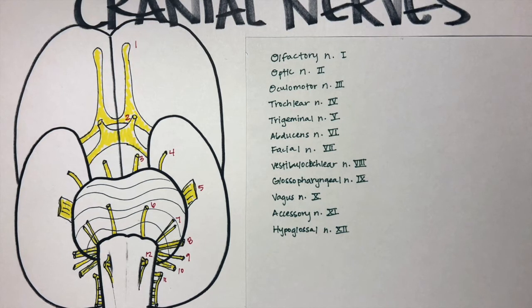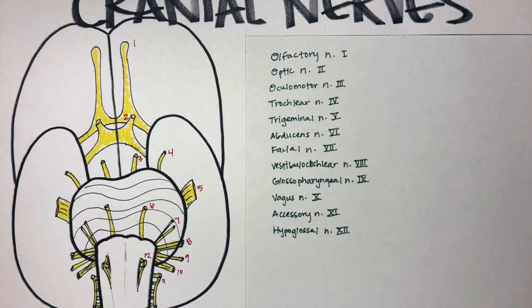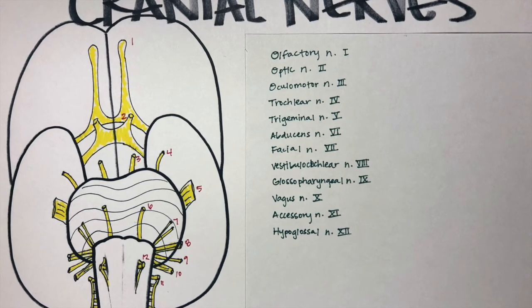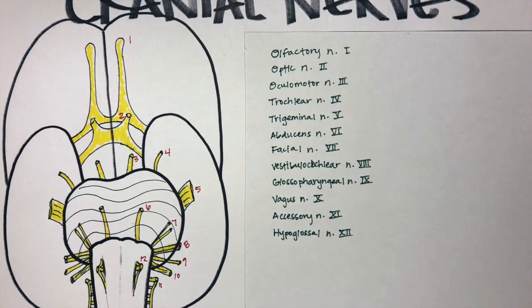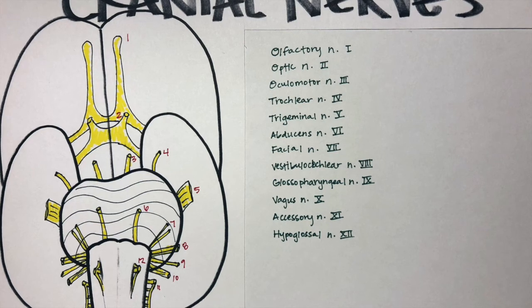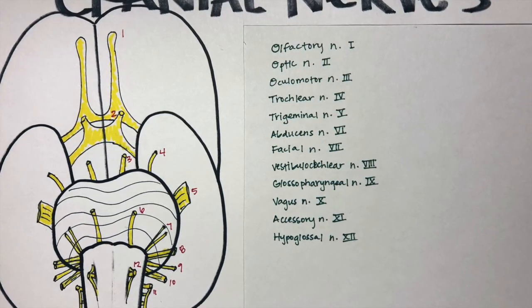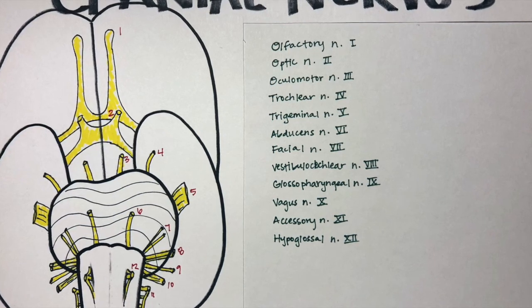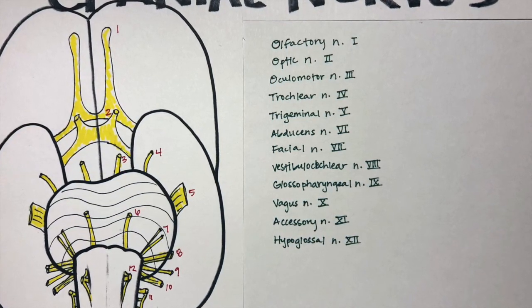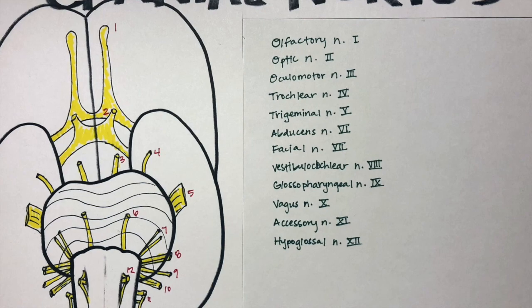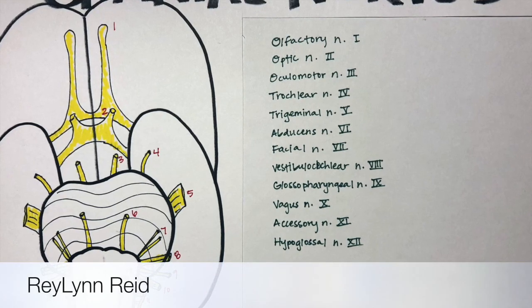And there you have it, all 12 of the cranial nerves. Olfactory nerve 1, optic nerve 2, oculomotor nerve 3, trochlear nerve 4, trigeminal nerve 5, abducens nerve 6, facial nerve 7, vestibulocochlear nerve 8, glossopharyngeal nerve 9, vagus nerve 10, accessory nerve 11, and hypoglossal nerve 12.